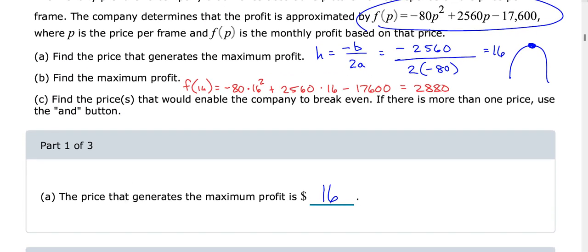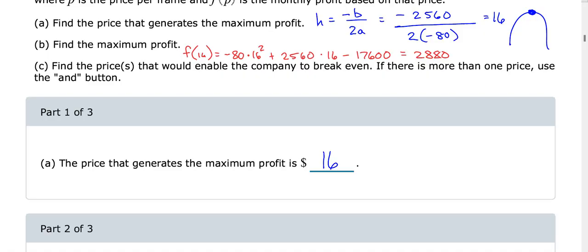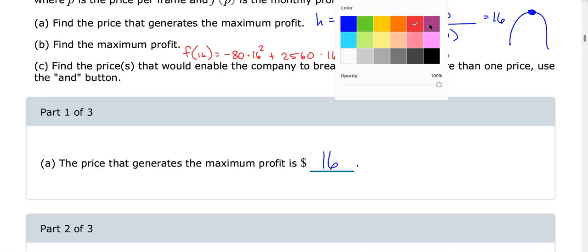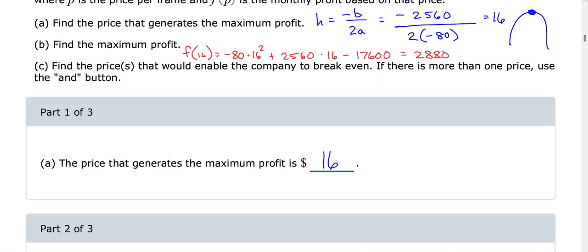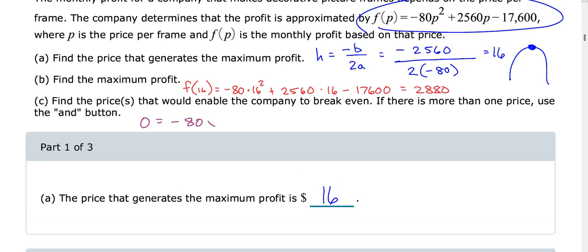And the last part, part C, says to find the prices that would enable the company to break even. If there's more than one price, use the AND button. Okay, so break even means the profit is 0. So when would 0 equal negative 80... I'm going to use x's because the p's kind of confuse me. Negative 80x squared plus 2560x minus 17,600.